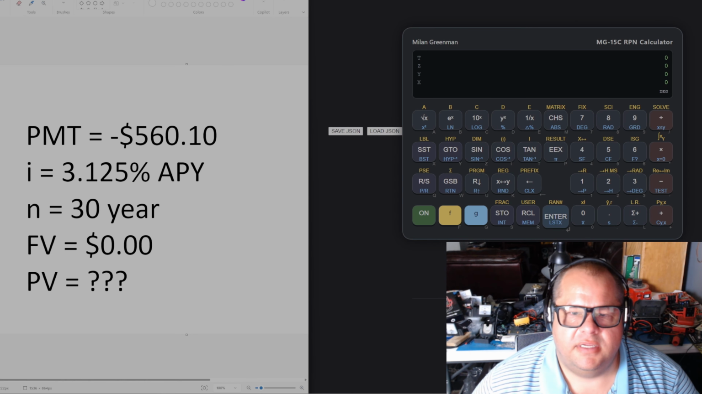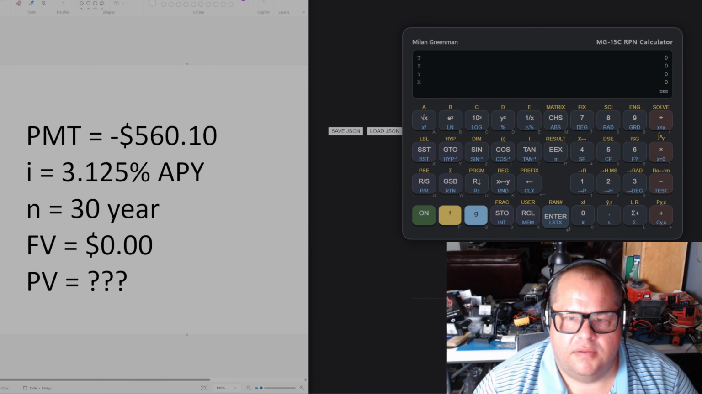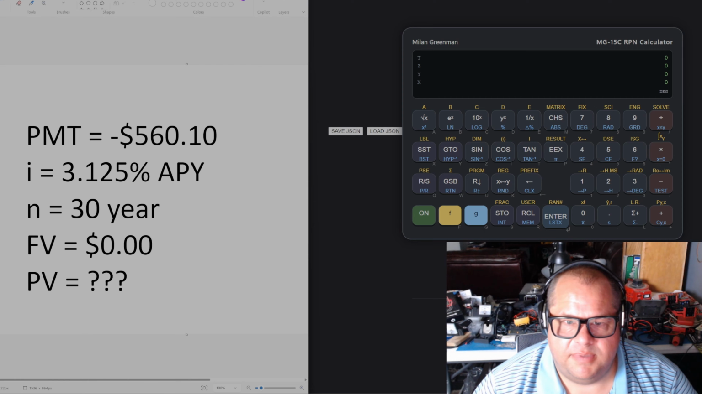I was reviewing my mortgage today, and I know that my house payments are $560.10. I also know that I have a 3.125% APY interest rate, and I took out a 30-year loan. That got me wondering, what was the initial value of the loan? I could not remember.